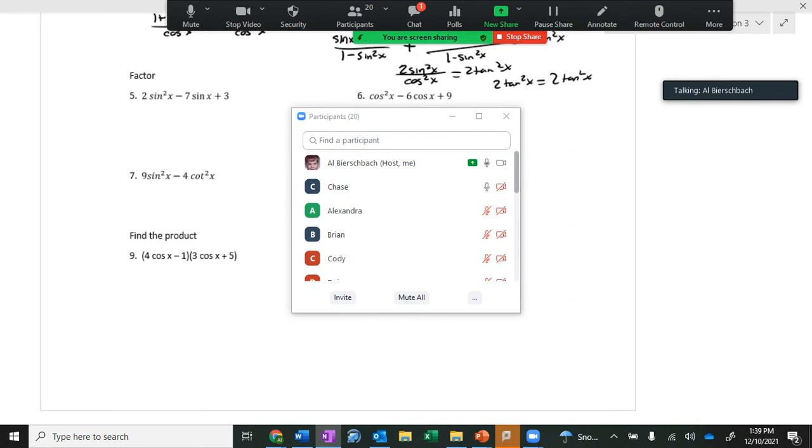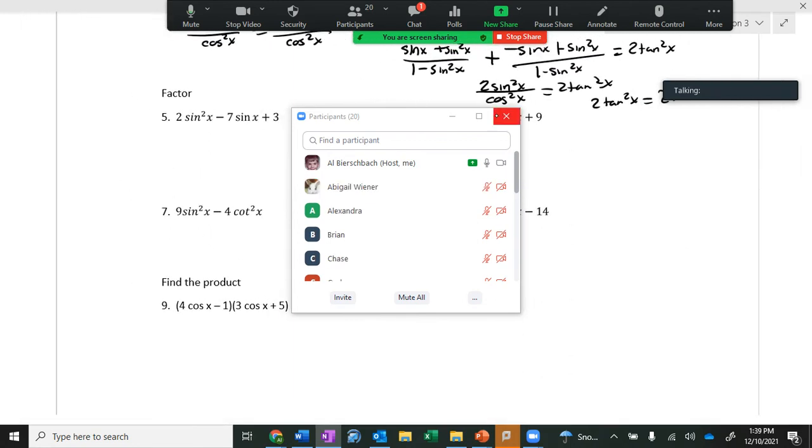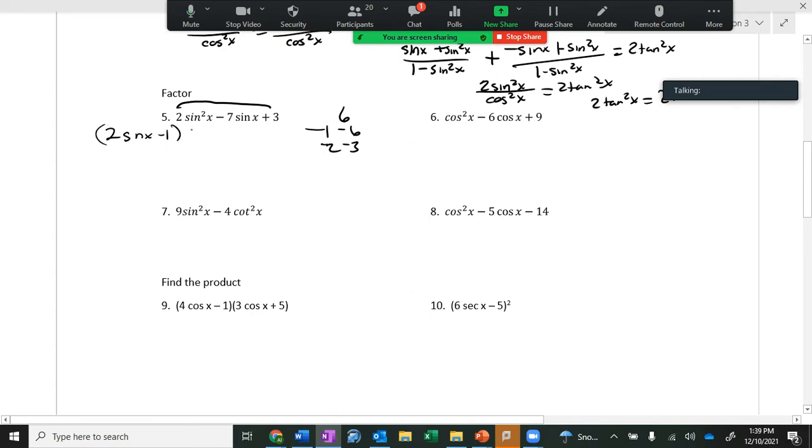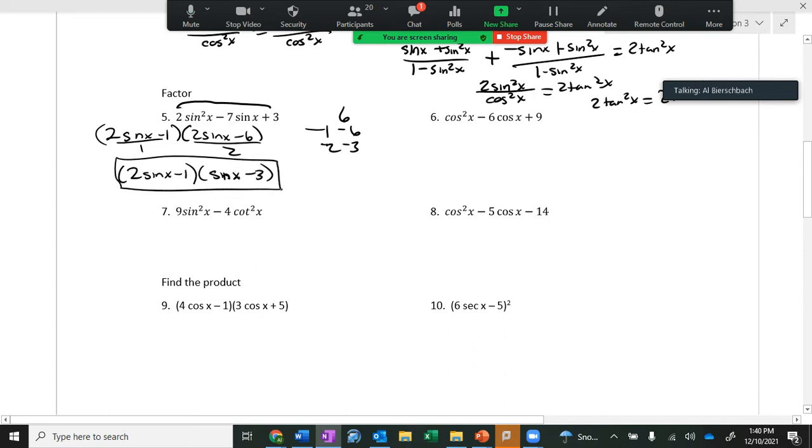All right. So now factoring. If there's a first term coefficient and it doesn't have a square root, you multiply first times last. You get 6. So it's 1 and 6, 2 and 3. Factors that add up to -7 are these two. So we say 2 sine of x minus 1 and 2 sine of x minus 6. If we divide by 2 and divide by 1, we get 2 sine of x minus 1 and sine of x minus 3. And then to check your answer, you FOIL.